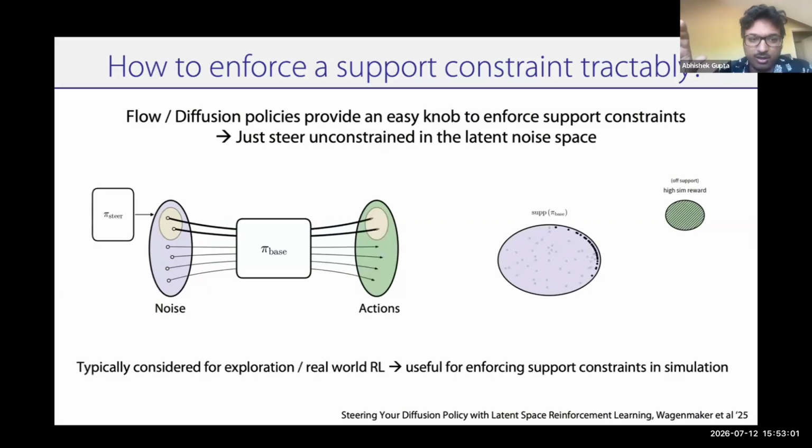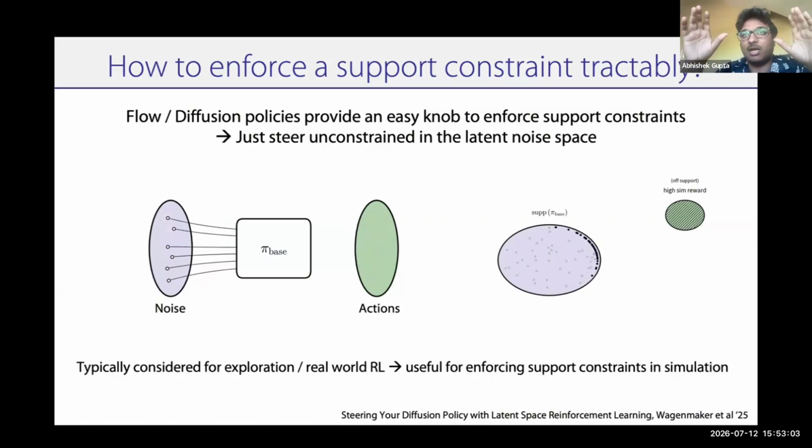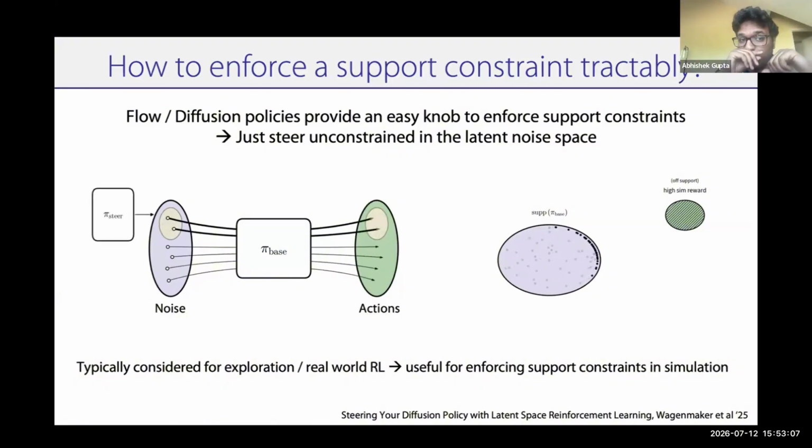So the main point here is that we're going to take a policy from real to sim, and then we're going to do reinforcement learning, but only in the initial noise space of that policy. And doing so prevents all of this exploitation behavior while allowing for improvement, and there's no tuning of any weights and stuff like that, right? So these kinds of methods have typically been used to get really efficient real-world RL, but here we're arguing that it also helps with constraining behavior when doing real-to-sim optimization.